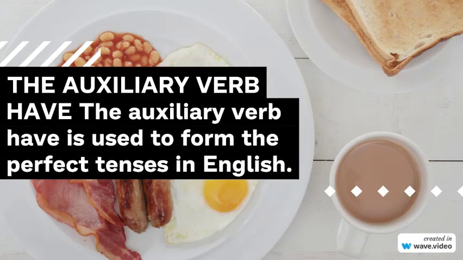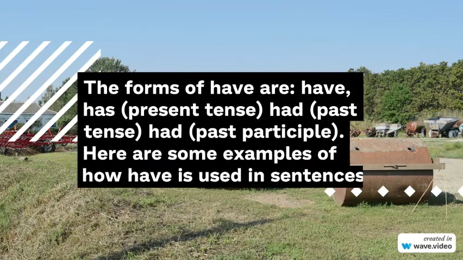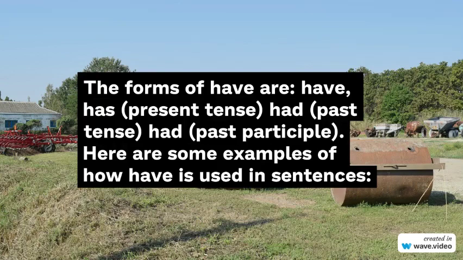This brings us to the third auxiliary verb, and that is the auxiliary verb have. This auxiliary verb is used to form the perfect tenses in English. The forms of have are have and has for the present tense, had for the past tense, and of course had also for the past participle.